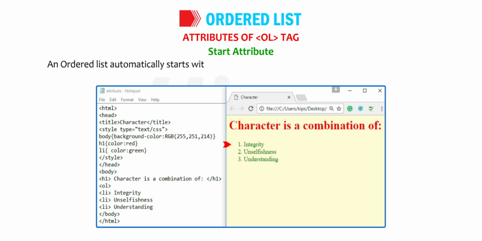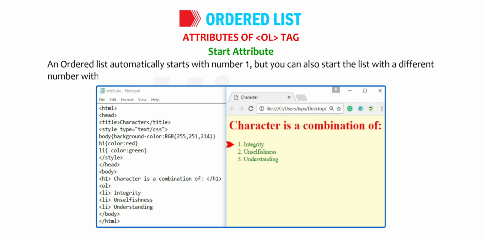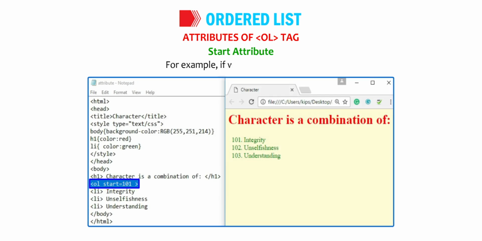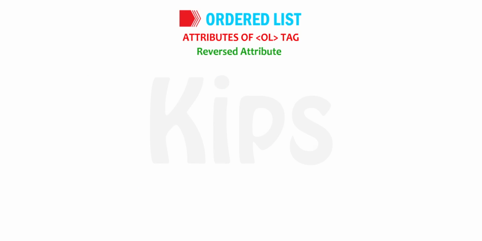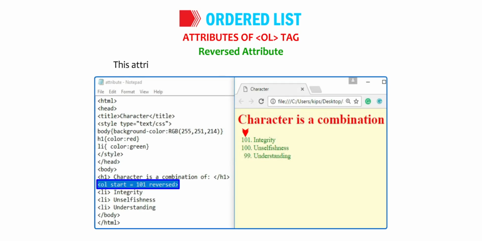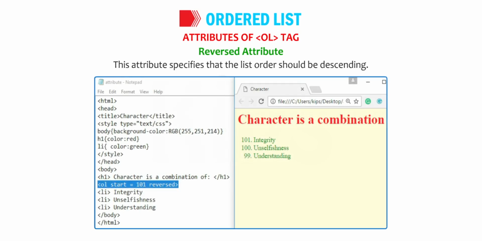Attributes of the OL tag. Start attribute. An ordered list automatically starts with number 1, but you can also start the list with a different number with the help of the start attribute. For example, if we write start equals 101, the ordered list numbering will start from 101. Reversed attribute. This attribute specifies that the list order should be descending.